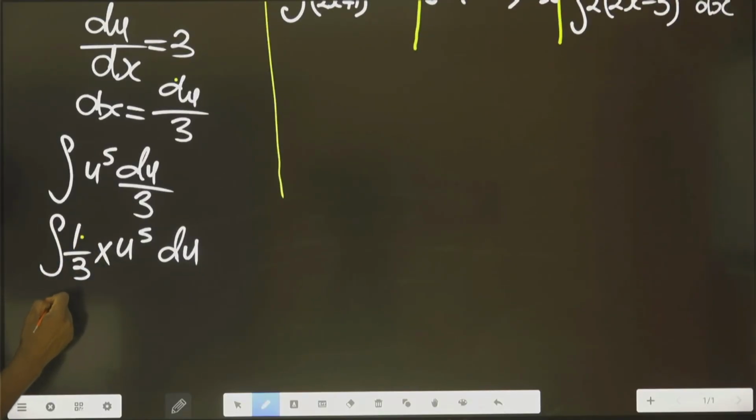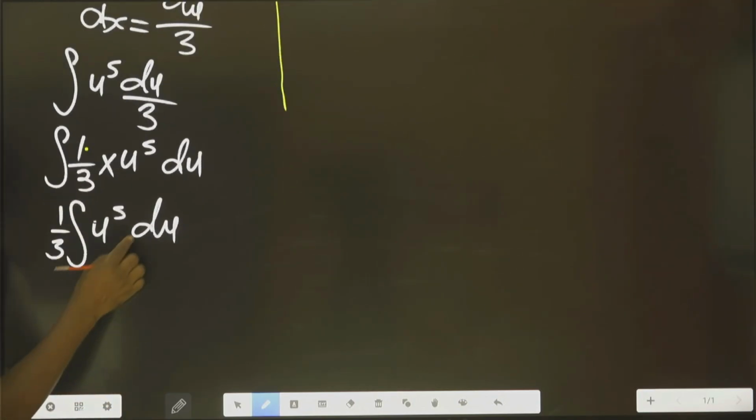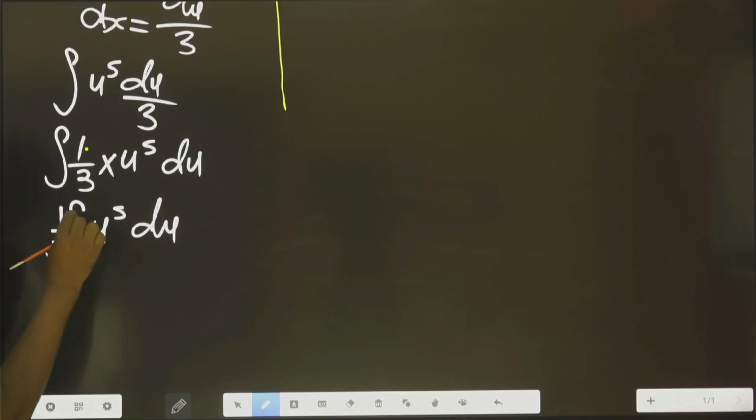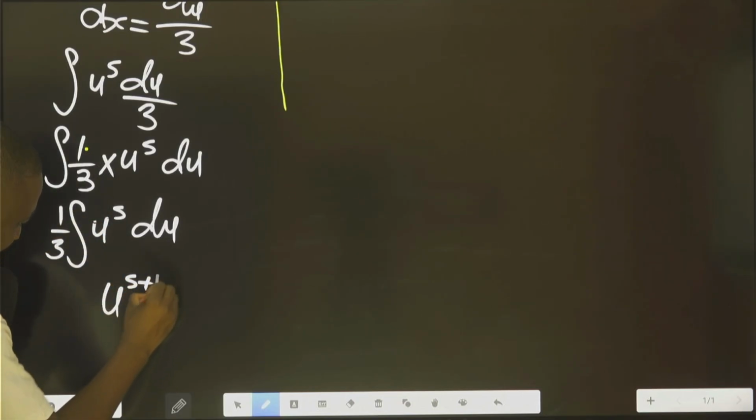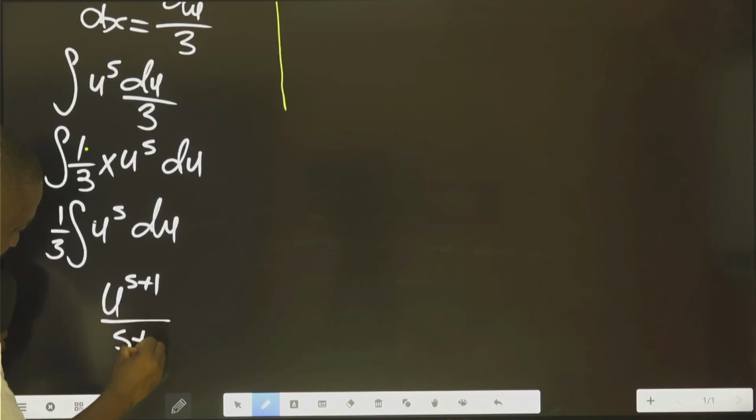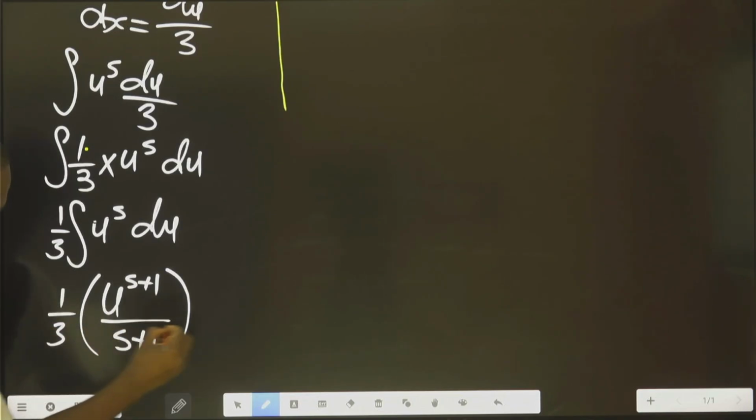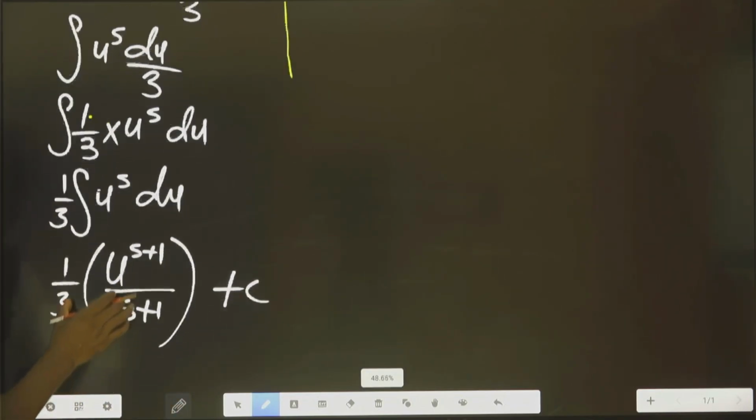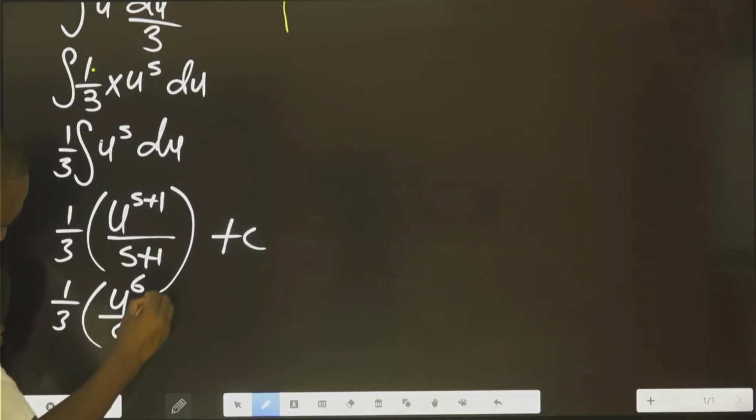Now we can bring this out. The 1 over 3, we bring it out completely to now have u raised to power 5 du. See, everything is now in terms of du. Now we can find the integration of this. It's simply by saying the power plus 1, over whatever that new power is. The 1 over 3 is still here, plus c. If you work this out, you agree with me, it's u raised to power 6 over 6.